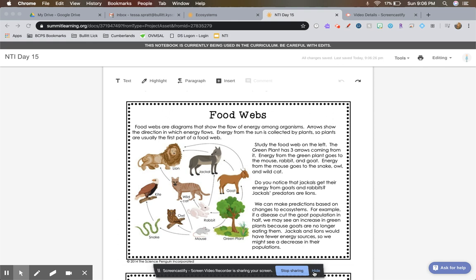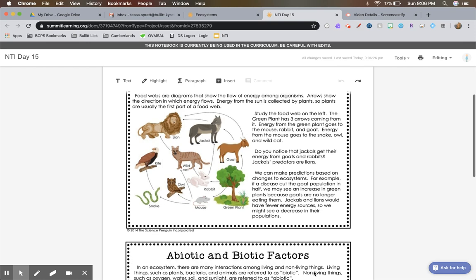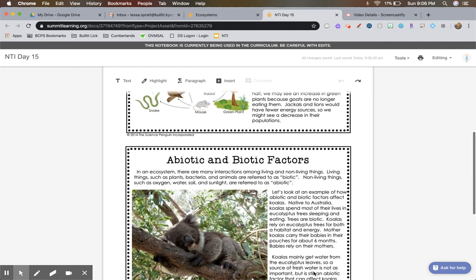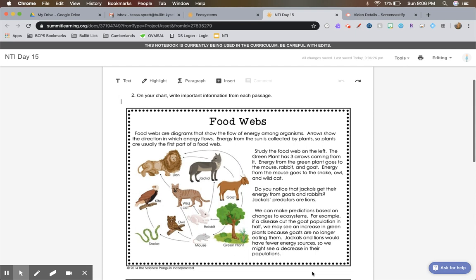Okay, so this is just going to be a reading of the food webs card and the abiotic and biotic factors. So if you need a little bit of help with reading.